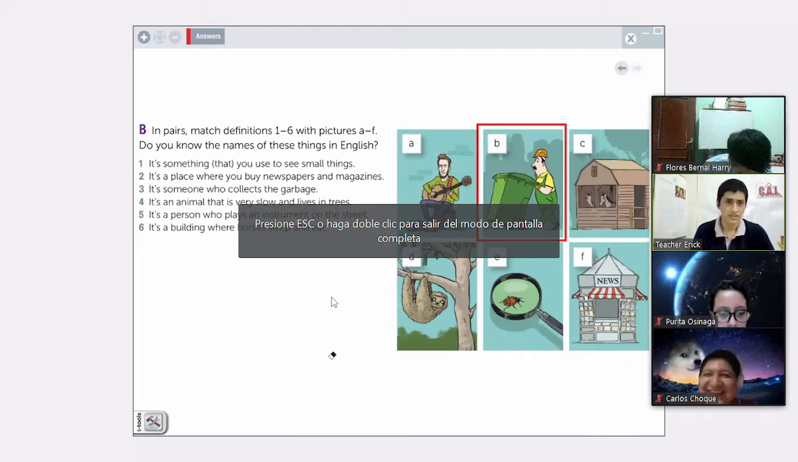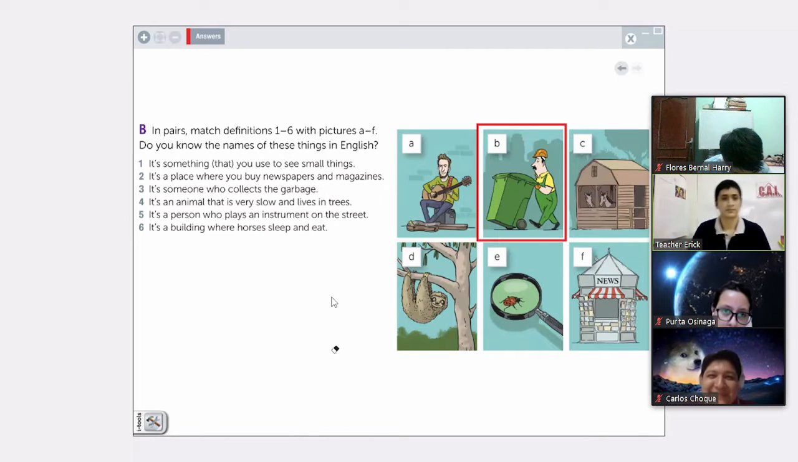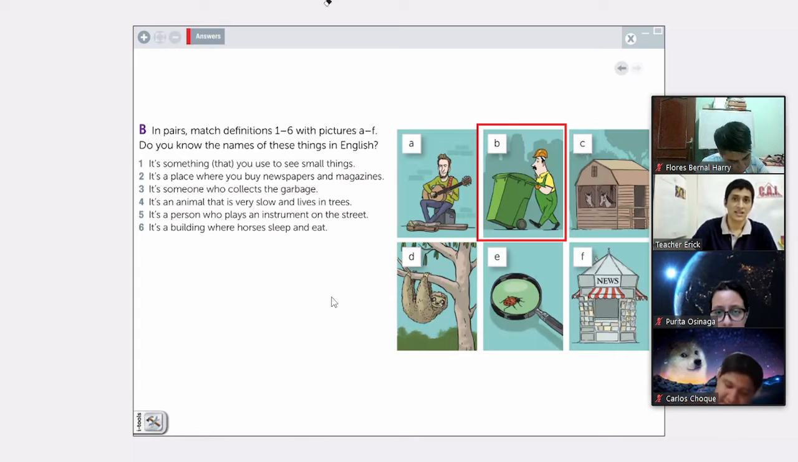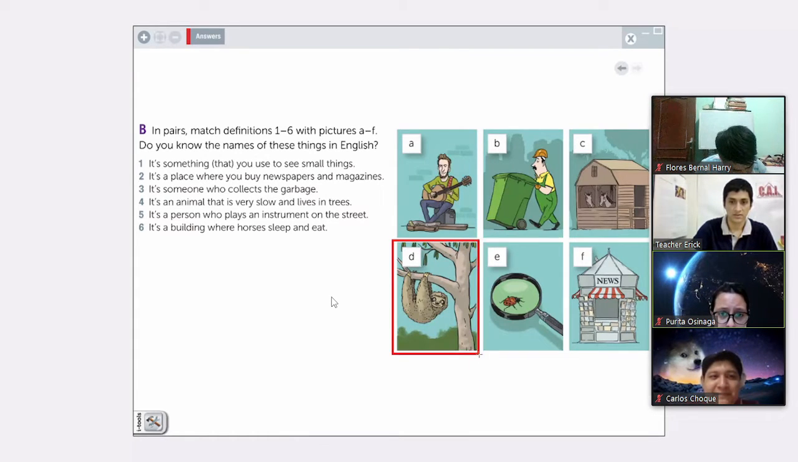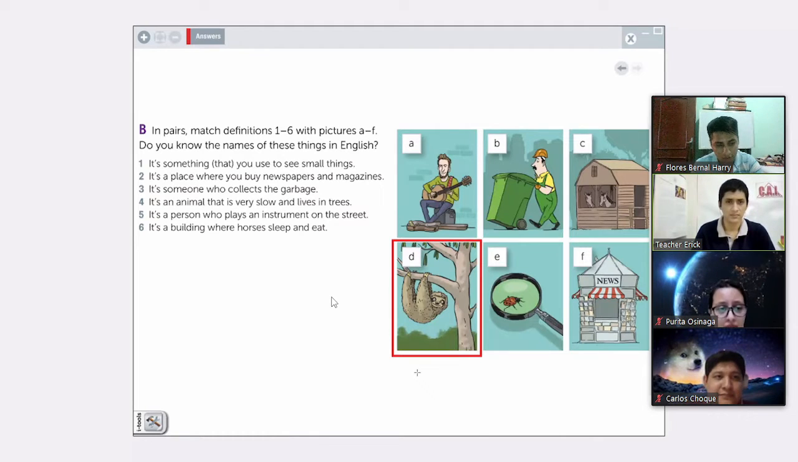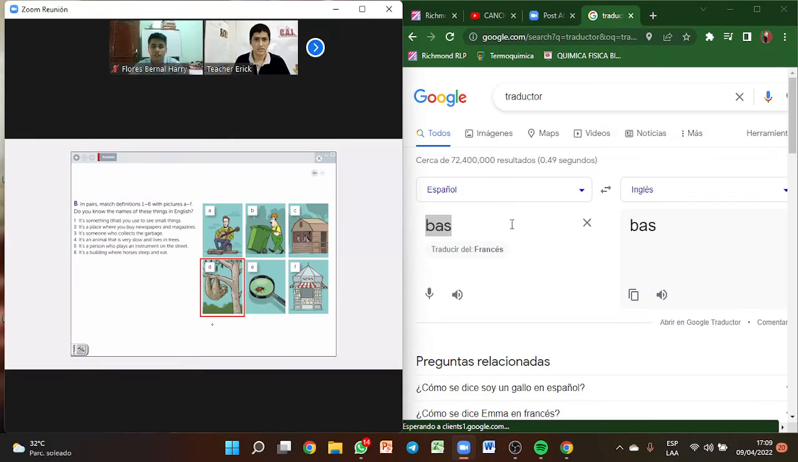Number 4, it's an animal that's very slow. Letter D. Letter D, right? Okay, so perezoso in English is sloth. And number 5, it's a person who plays an instrument on the street.